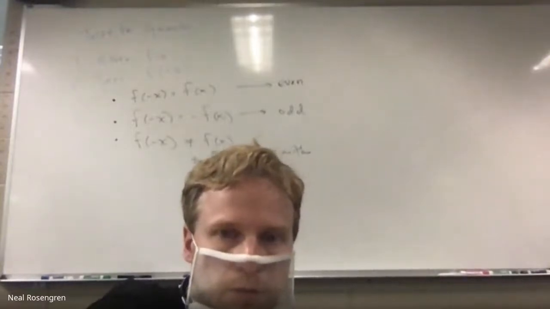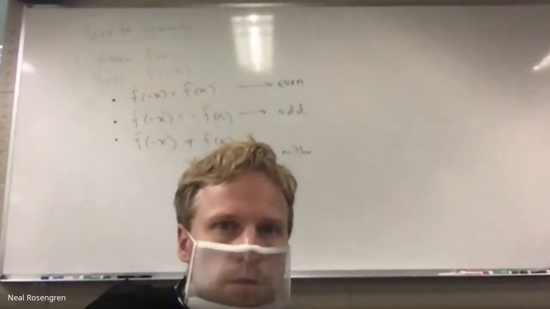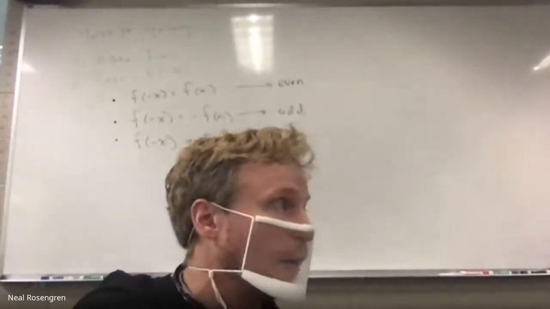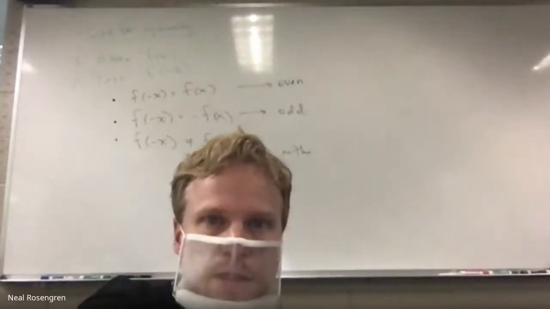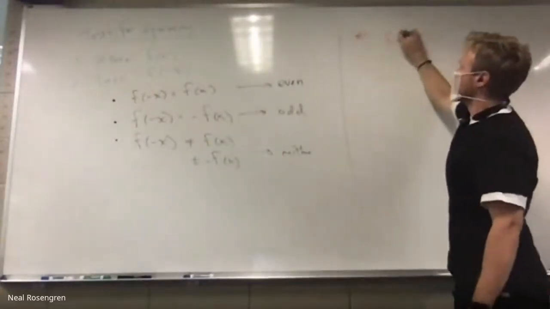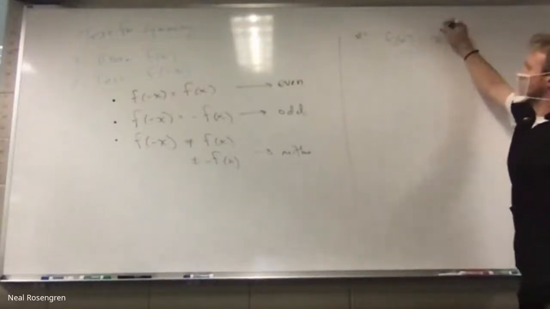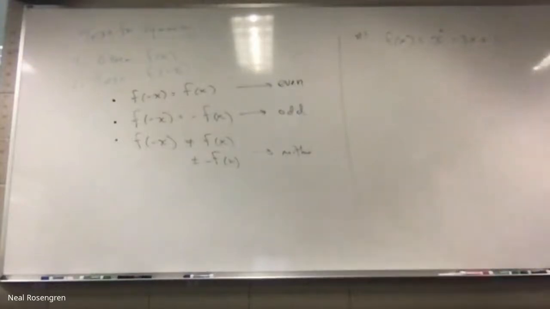All good? All right. Let's see. Let's just make up a couple here. Let's try it. So let's call this number 1. Let's say f of x is x squared minus 3x plus 1. Do it with me. And we just want to take a look at that and say, all right, is this function even, odd, or neither?